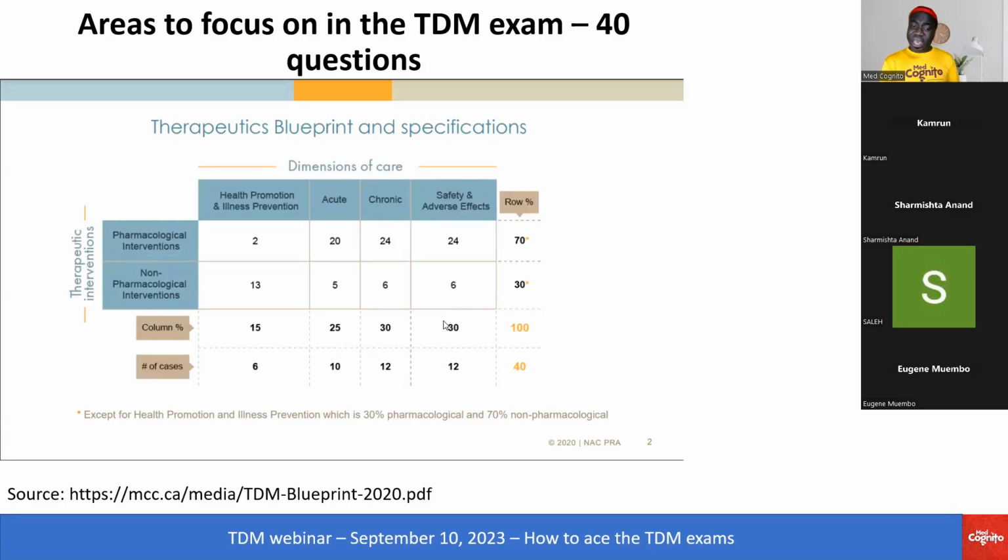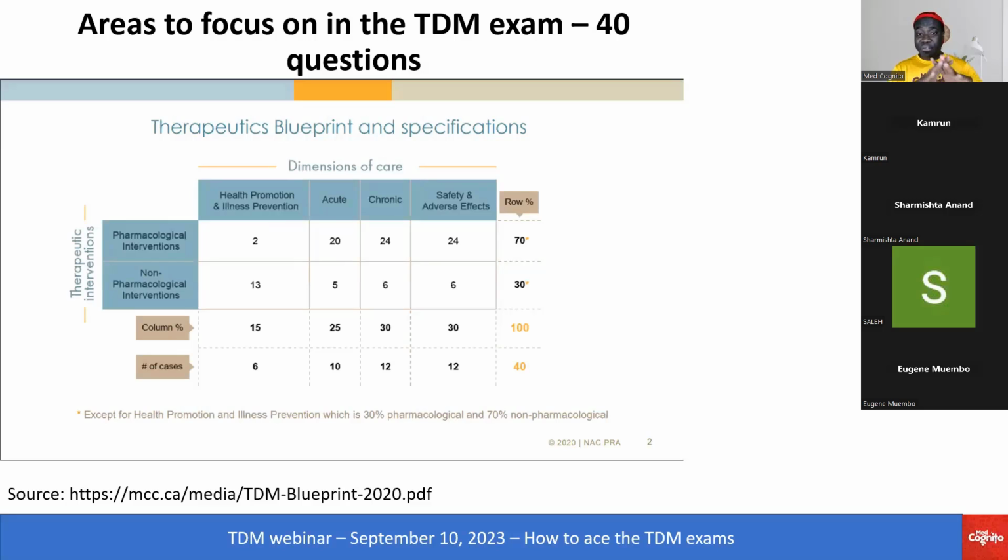And you realize that the adverse effects and drug interactions will carry about 30% of the marks of the exam. Okay. And for the non-pharmacologic, I'm going to expect more questions in health promotion as compared to, of course, safety and adverse effects. What are the safety and adverse effects of exercise? Come on, you know, so know that. And when it comes to the pharmacologic options as well, remember that you'll get more questions on drug safety and chronic disease management. And you realize that the pharmacologic option will take about 70% of the marks, so out of maybe the 100 marks you will get, about 70% of them will be focusing on how you prescribe it, and 30% of that will focus on the non-pharmacologic options.